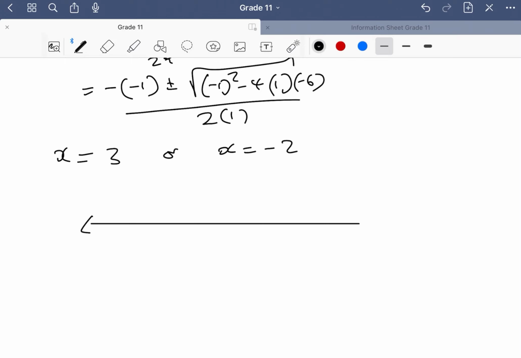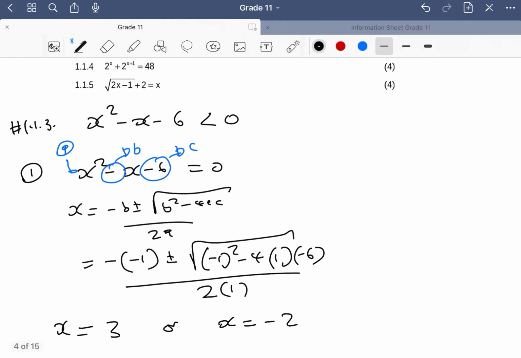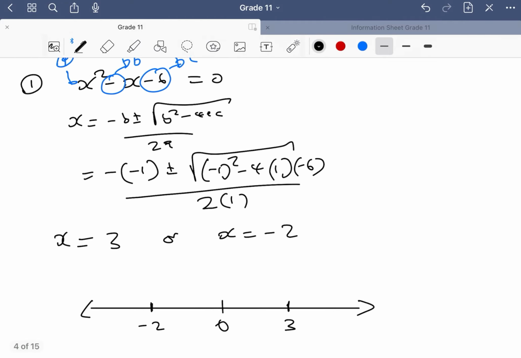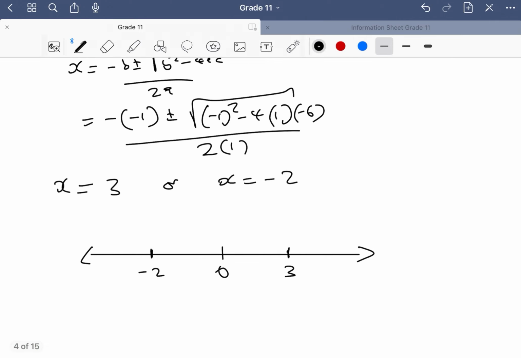So with the number line, what you do is you mark, let's put 0 just to be able to mark where we are. So what you do is you mark the solution that you have. You have x equal to 3 and x equal to -2. So let's say this is where 3 is, and this is where -2 is, and then you say where there is x.